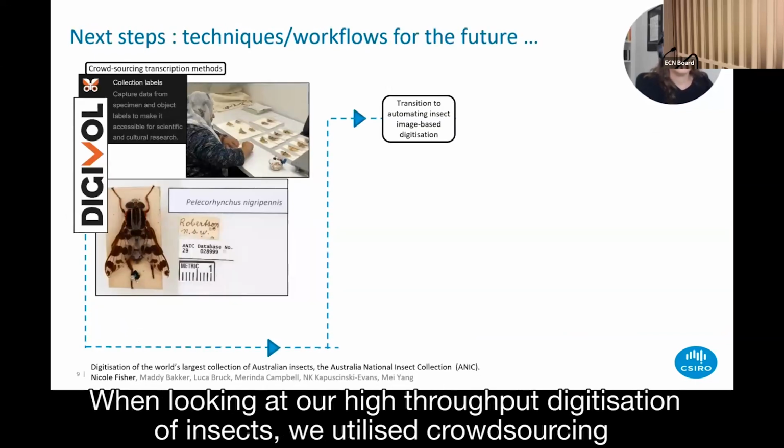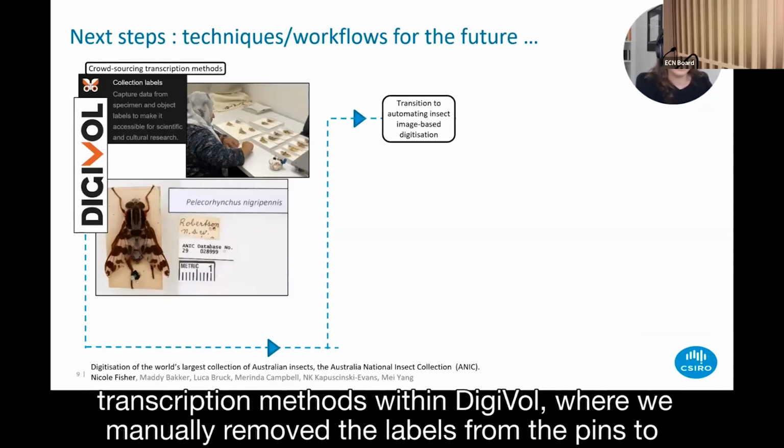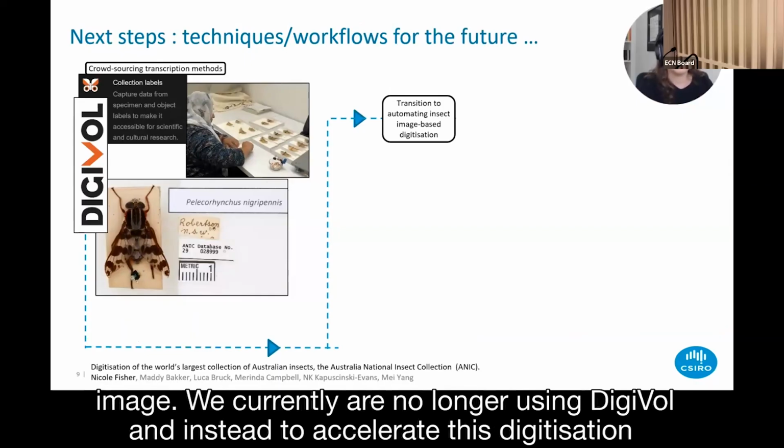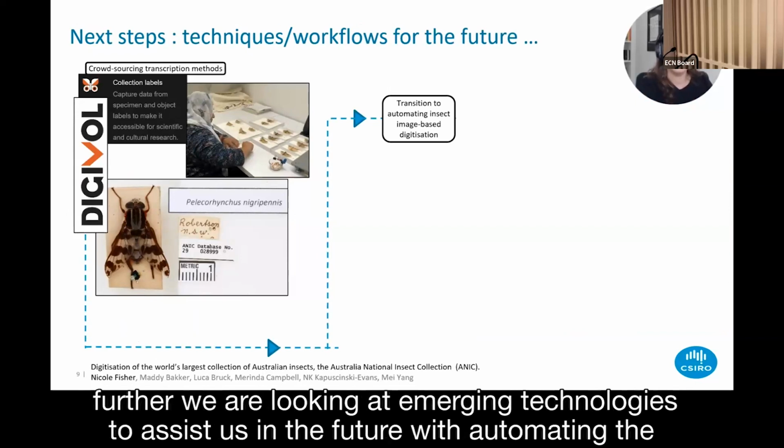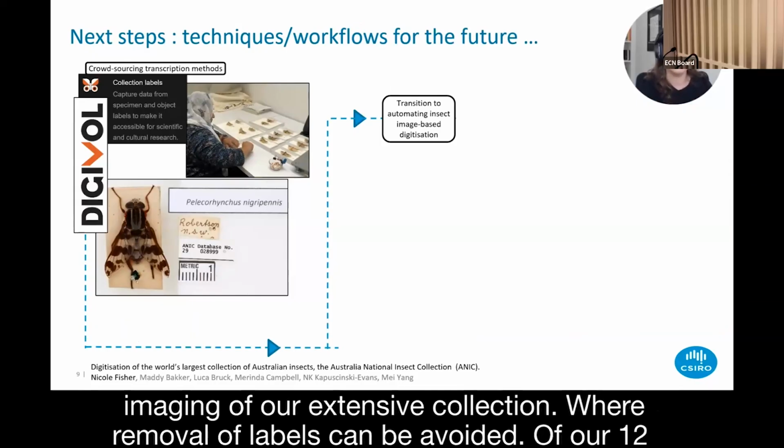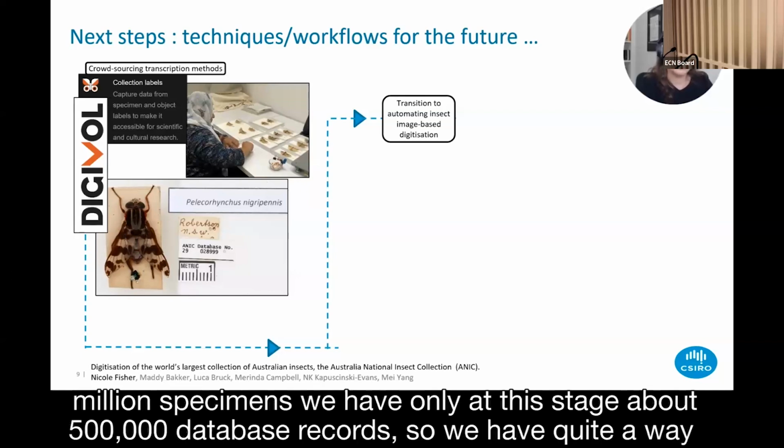When looking at our high throughput digitisation of insects, we utilise crowdsourcing transcription methods within Digivol, where we manually remove the labels from the pins to image. We currently are no longer using Digivol, and instead, to accelerate this digitisation further, we are looking at emerging technologies to assist us in the future with automating the imaging of our extensive collection, where removal of labels can be avoided. Of our 12 million specimens, we have only at this stage about 500,000 database records, so we have quite a way to go here.